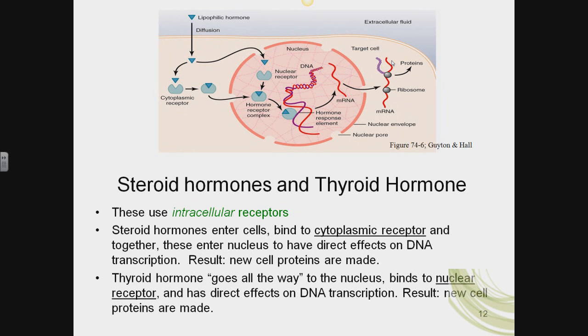Thyroid hormone, even though amino acid derived, is not very water-loving. It will need a carrier in the plasma. It will have a longer lasting half-life. And we say it most certainly goes all the way. It's going to bind to its receptor in the nucleus. So thyroid hormone, I like to say, is a hormone that is a wannabe. It's amino acid derived, but it wants to be like a steroid.